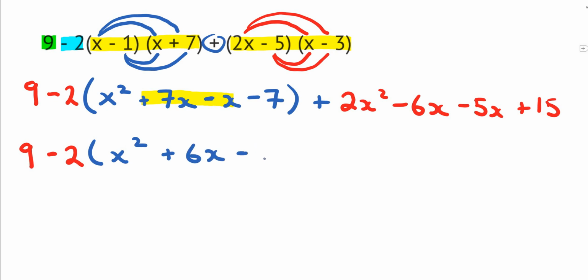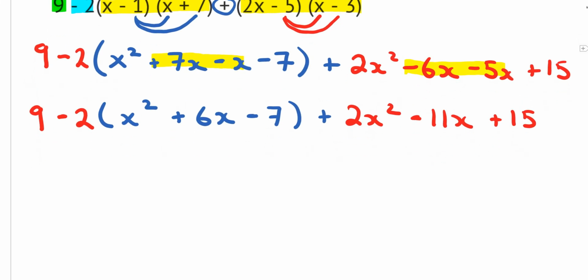And that will be a minus 7 at the very end there. Plus, I have my 2x squared. And then we can also combine the negative 6x and the negative 5x, which will give you negative 11x plus the 15. Okay, this is looking pretty good here.